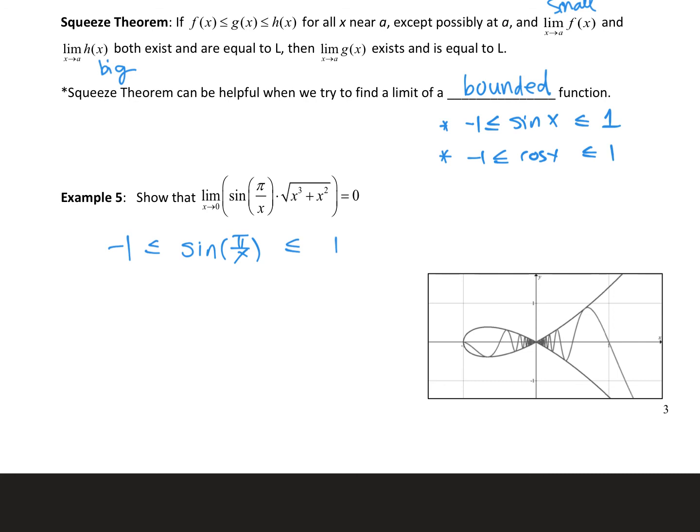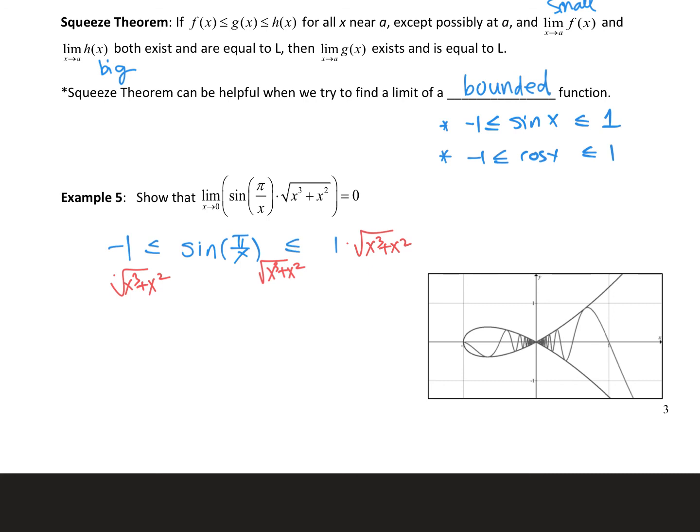But the given function is not sine of pi over x. It's sine of pi over x times this. So what I'll do is multiply that on all three sides: the radical of x cubed plus x squared. So I'm multiplying this to all sides of the inequality. And I also want to make sure that these numbers are positive, so I don't flip the inequality. We're guaranteed that these numbers are non-negative, actually, because it's a radical, right? So non-negative, non-negative, non-negative. That's why I don't have to flip the inequality sign.